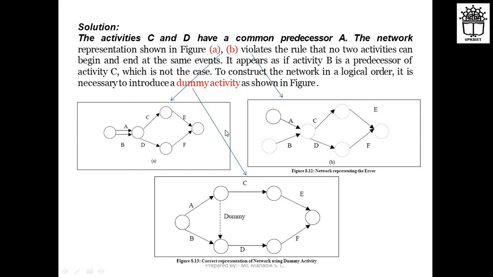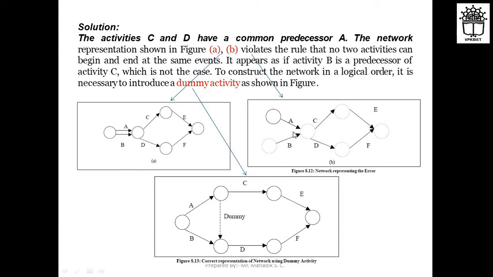But why are these two incorrect? Because figure A and B violate the rule that no two activities can begin and end at the same event. That means we have seen the errors, right? Here activities A and B are starting from the same event and ending at the same event. So this is not the correct network diagram. This is an incorrect network diagram.